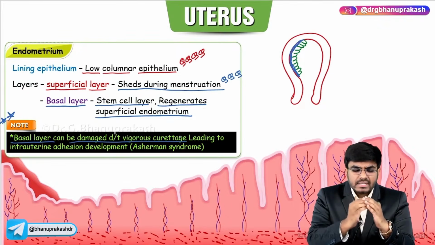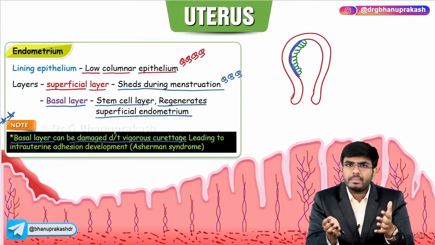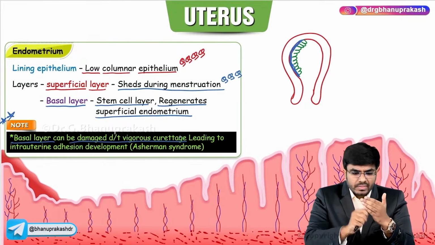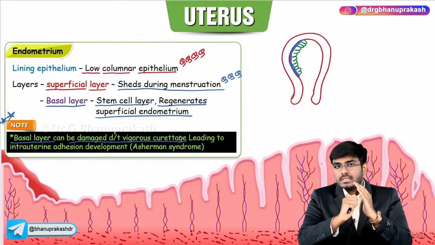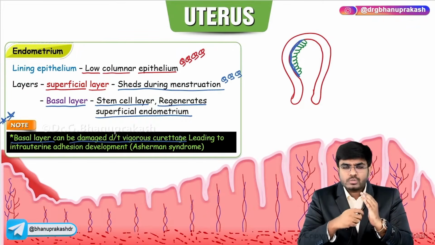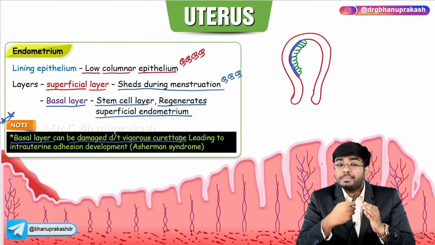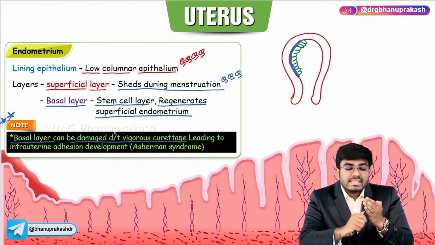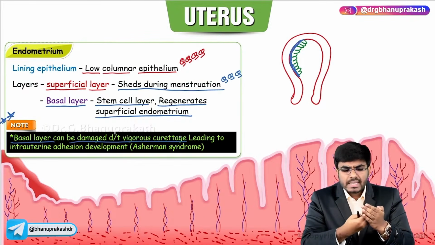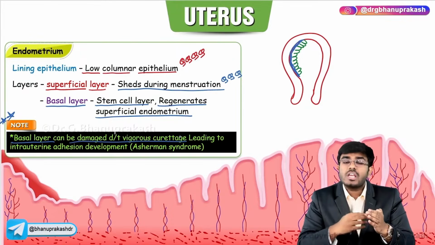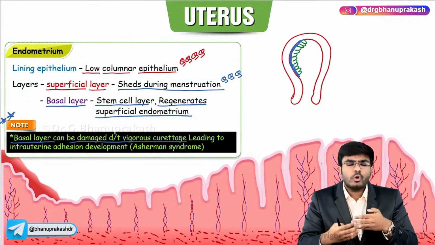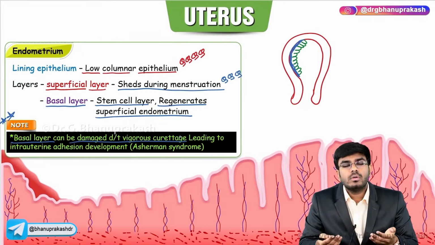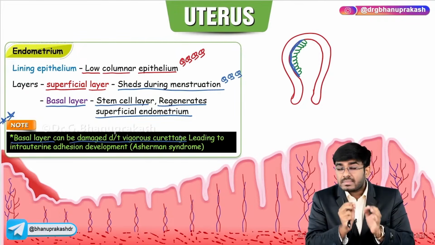But if there is vigorous curettage, whatever the reason might be, the female is now undergoing curettage. The doctor is doing the curettage. If the doctor is not experienced enough, they might take out the basal endometrium also. If the basal endometrium is lost, is the superficial endometrium going to regenerate again? No. Basal endometrium, the stem cell layer, is gone.